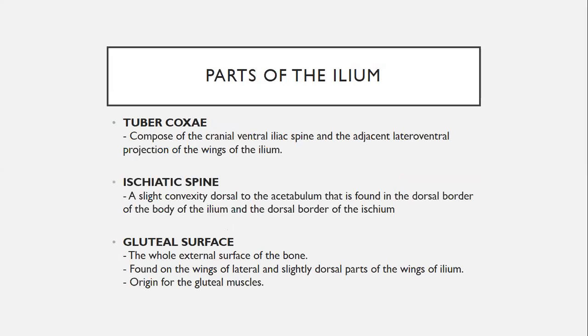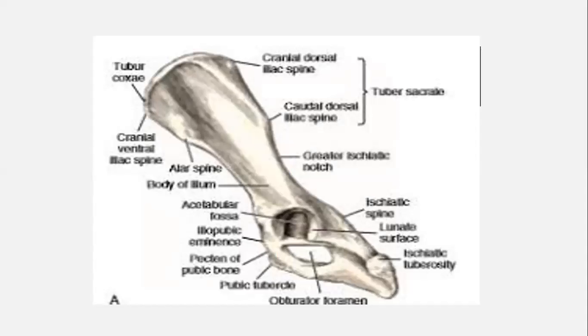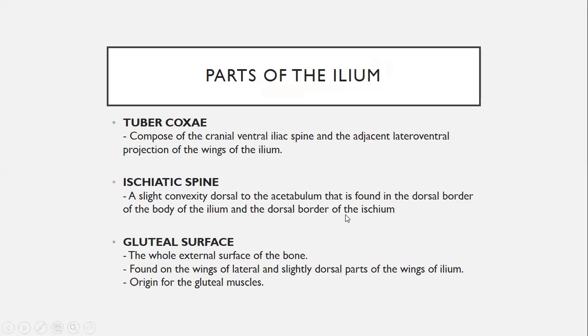Tuber coxae, composed of the cranial iliac spine and the adjacent lateroventral projection of the wings of the ilium. Ischiatic spine, a slight convexity dorsal to the acetabulum that is found on the dorsal border of the body of the ilium and the dorsal border of the ischium. So this is the ischiatic spine over here. So part of it is already with the ilium, although it's the ischiatic spine. And then we have the gluteal surface, which is the whole external surface of the bone found on the lateral, slightly dorsal parts of the wings of the ilium.